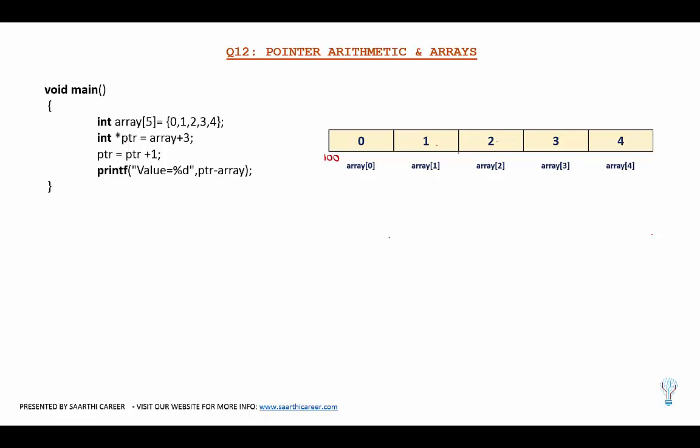stored at location 100, and since we know every integer takes 4 bytes, which means 100 to 103 is reserved for 0, and then the next integer can only start at location 104. Again we have 4 bytes reserved for 1, and the next integer can only start from location 108. Please understand, we have assumed these values only because it's a 32-bit compiler and every integer occupies 4 bytes.